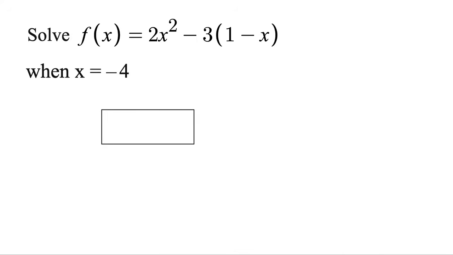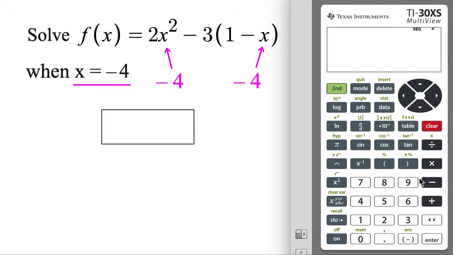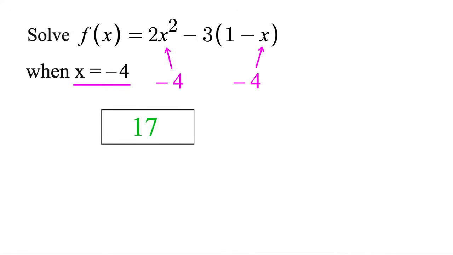Solve this when x is -4. But again, we know we're replacing these x's with -4s, so let's do that here. Okay, 2 parentheses, -4 this time, but it's also squared. And then minus 3 parentheses, 1 minus, x is changing -4 one more time. And boom. So 17, and that's all for this guy. A surprising amount of math is just that, plugging in numbers for letters and then simplifying it down.